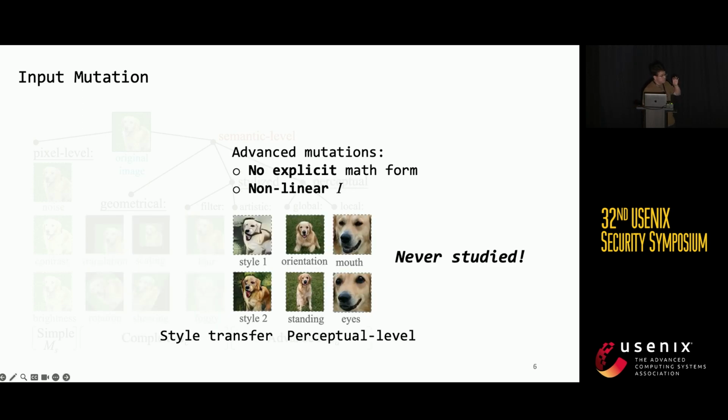There are some special mutations that do not have an explicit math form, and accordingly, their input space is nonlinear. Examples include style transfer, perceptual mutations such as changing orientation and postures, and some local mutations such as opening mouths and closing eyes. We denote these mutations as advanced mutations because they have never been studied in neural network robustness certification.